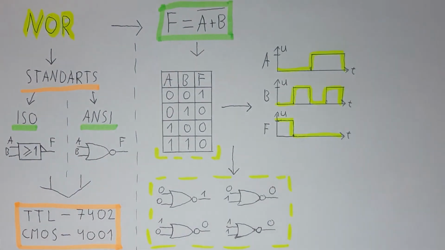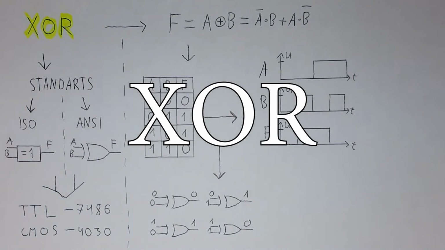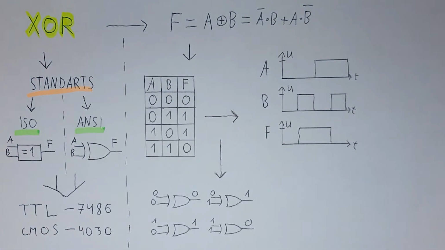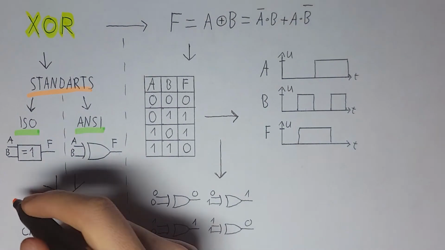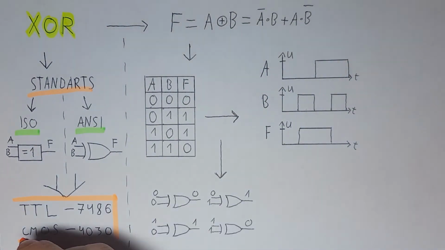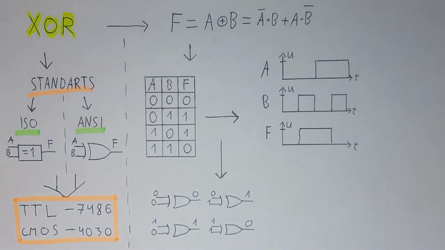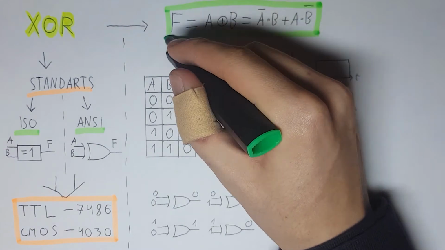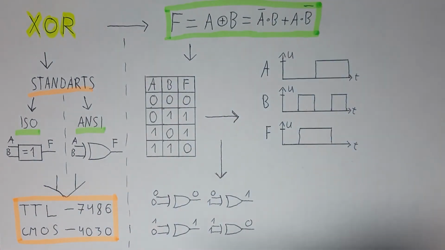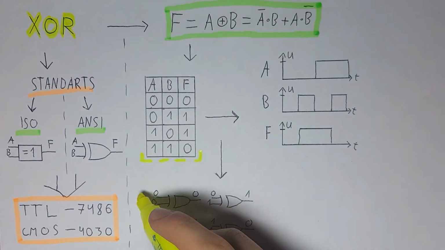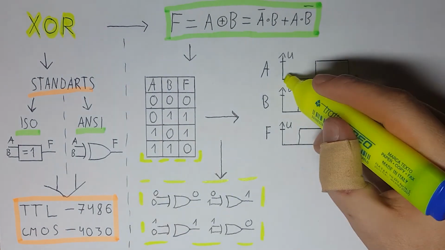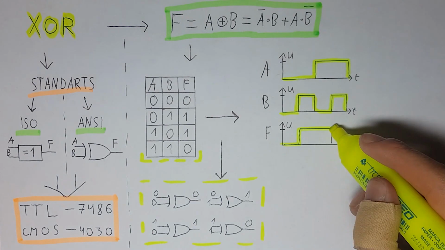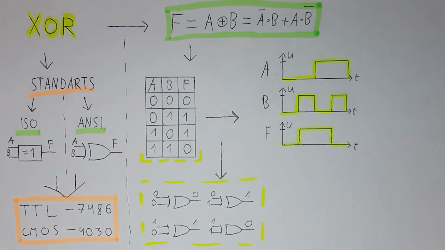XOR logic gate. If searched, you can find it by 7486 as TTL and 4030 as CMOS. The formula is more complicated. The output is equal to the sum of inverted A input multiplied by B input and inverted B input multiplied by A input. In short, we can see that the high level is outputted only when one input is 1 and the other is 0, and vice versa.